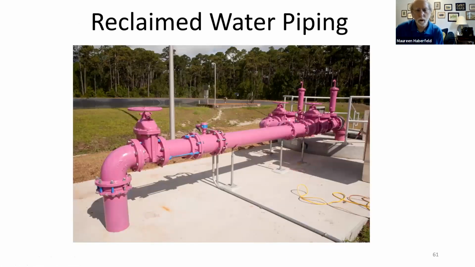This pipe is painted purple, for some reason, I don't know why. Reclaimed water in Florida, if it's sent through a transmission line, the pipe is supposed to be purple. So if you see purple pipe out there, it may be a reclaimed water transmission line.